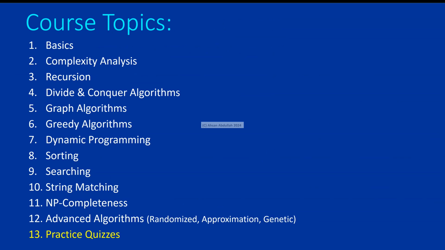So this is the course outline, and you can see the topics which we have here. And this lecture is topic number 11, NP completeness. So we move on to the learning management system.